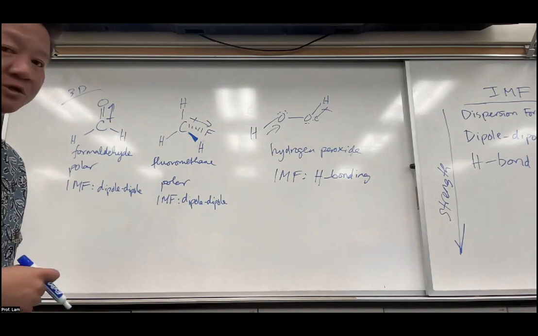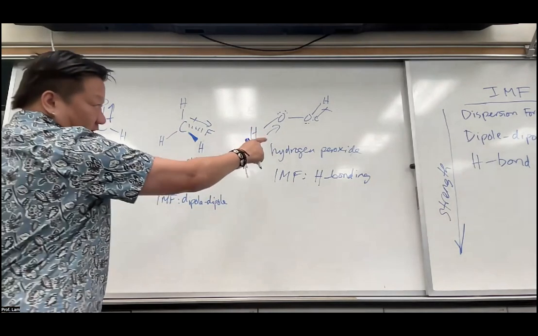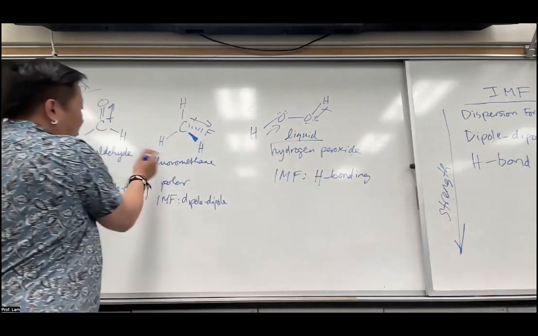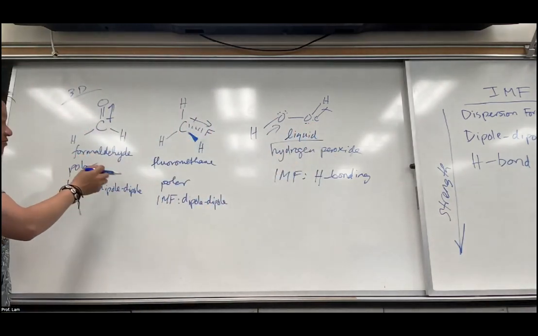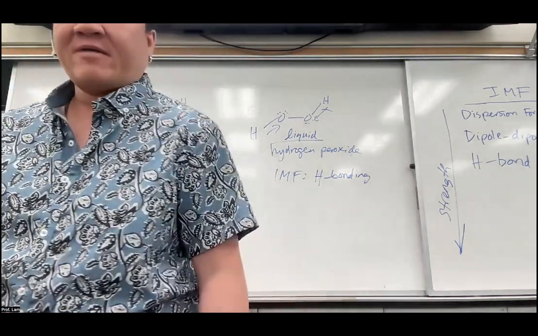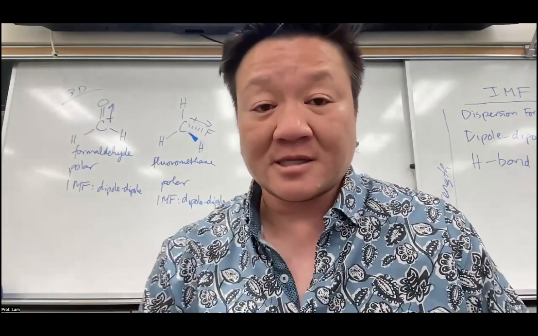Okay. So the question asks, which one of these is most likely to be a liquid at room temperature? Well, which one has the strongest IMF? This. So we know that hydrogen peroxide is a liquid. Both of these are gases. Formaldehyde and fluoromethane are both gases at room temperature, right? Because they have dipole-dipole, but their molar mass is a little small, right?